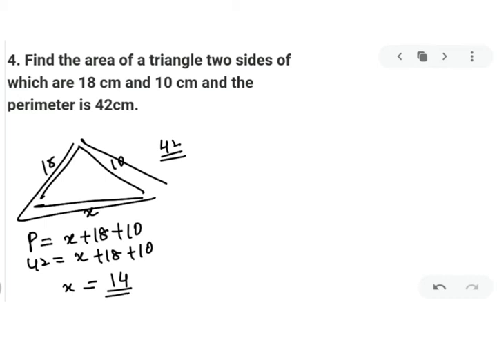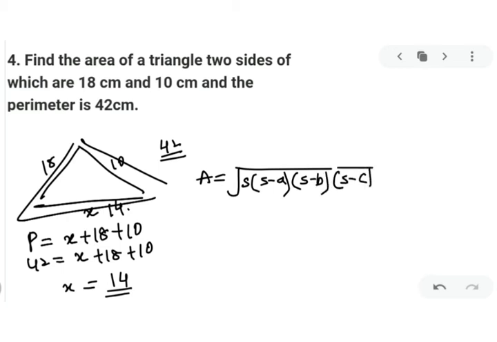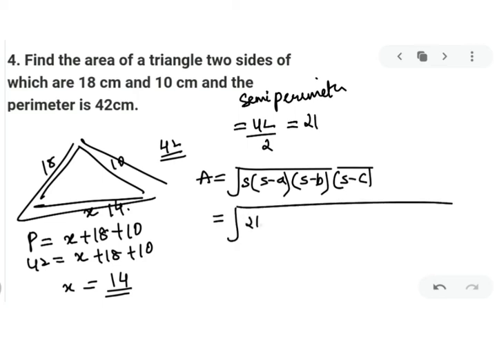Once you have the value of x, you have the third side also, and you have to find the area. Area will go with the same formula, S minus A, S minus B, S minus C, where S is the semi-perimeter. For that, first you have to find the perimeter, which is already given in your problem as 42, and divide by 2. So you will get 21 as the semi-perimeter. So you will have something like this: 21 minus 18, 21 minus 10, and 21 minus 14.